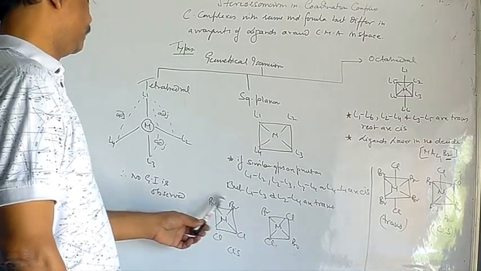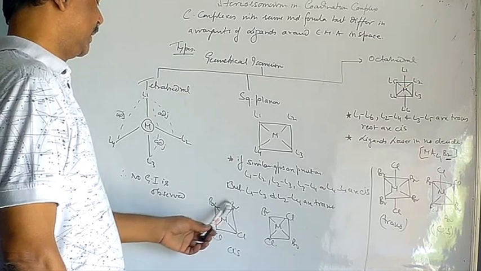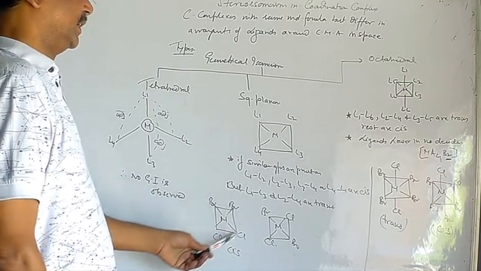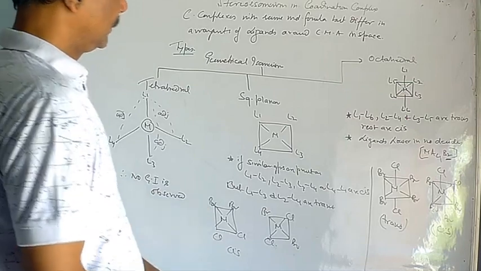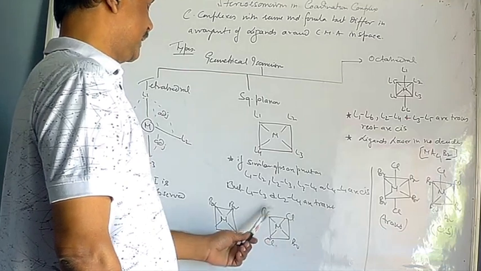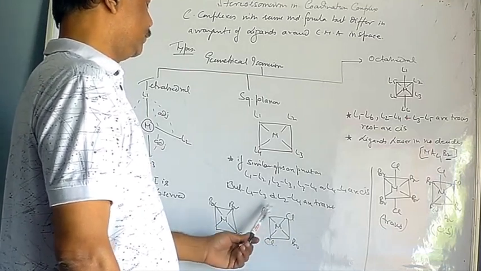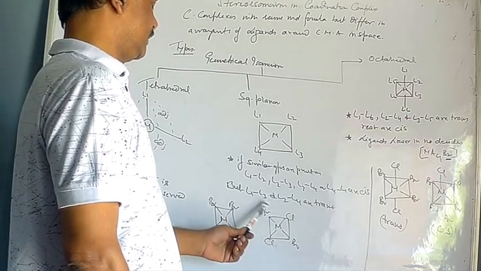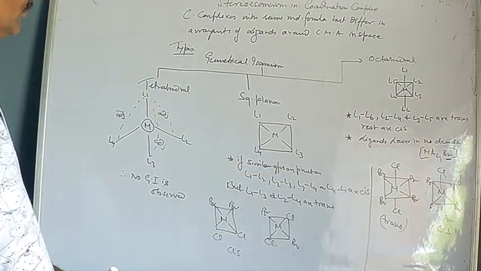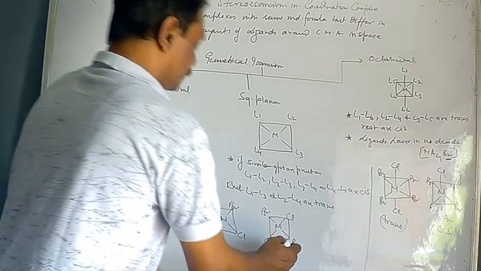Metal, 2Br and 2Cl. Br and Cl are occupying adjacent positions. That's why they are called cis isomers. But in this case, what do you find? 2Br are occupying opposite positions, and Cl as well, both are occupying opposite positions. That's why not adjacent positions, and hence this one is your trans.